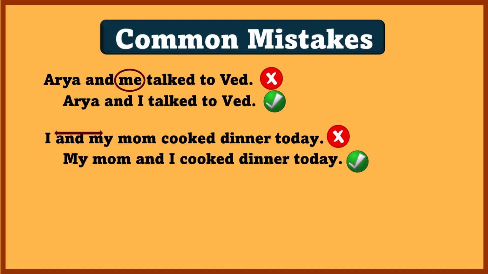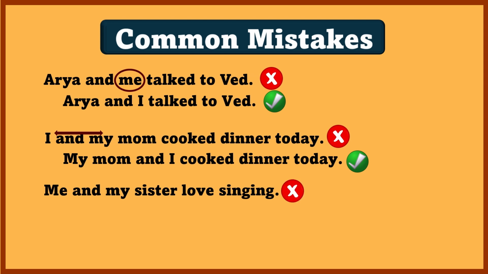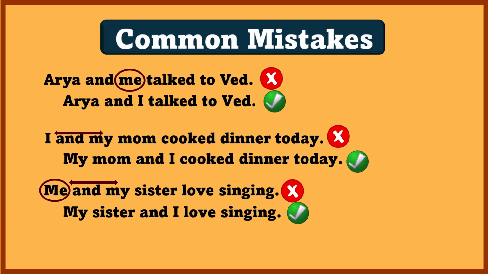Let's look at this sentence. Me and my sister love singing. Is this correct? Hope you said no. There are two mistakes in this sentence. The first one is me is used as a subject, which is incorrect. So we have to use I. And the second mistake is we have to change the order of the subject. So the correct sentence would be my sister and I love singing.